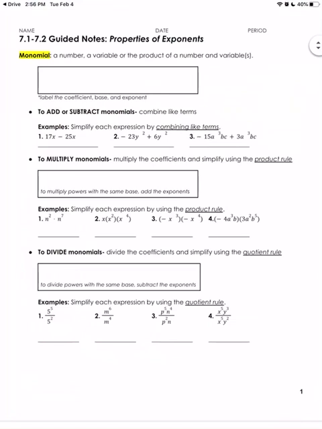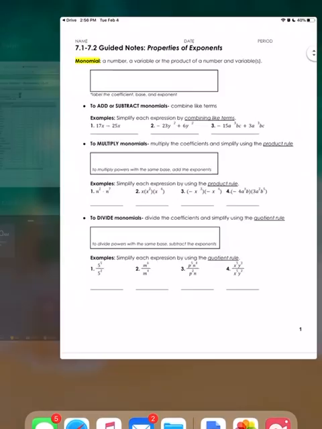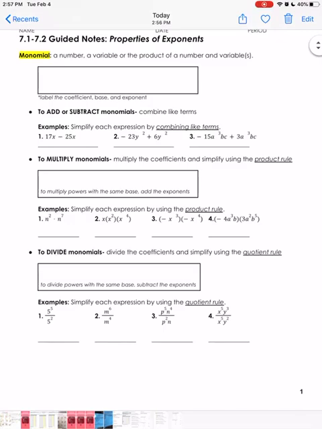All right, so today we dove into a new unit, Unit 4, and in this unit we're going to be working with exponential functions. And so we're just going to start off by talking about the properties of exponents and going over some rules.